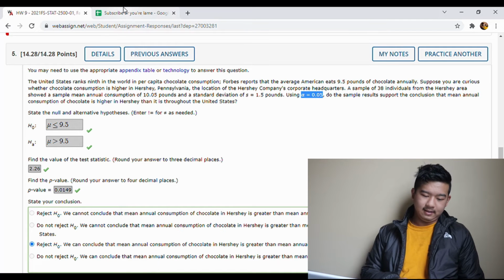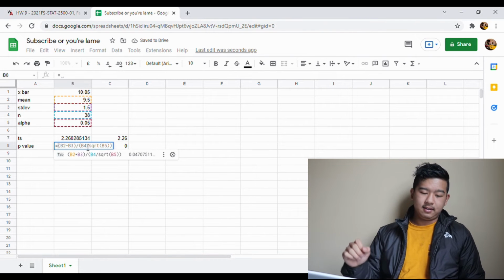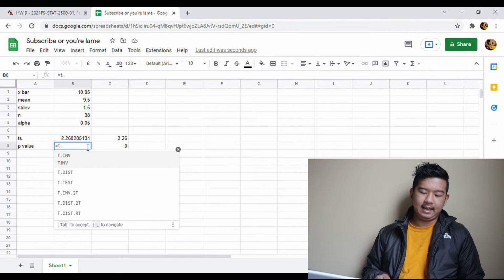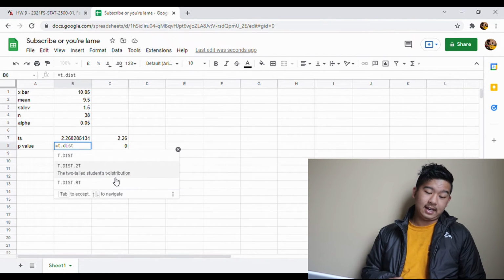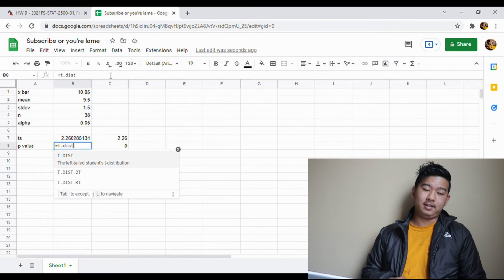It is. Now for our p-value, this is what's going to determine if we're going to reject or not reject our null hypothesis. I'm going to start this one from scratch. The mean falls into a t-distribution, so we're going to put equals t dot, and then we have 3 options to choose from. So I'm going to put t dot dist actually. We got t dot dist, which is our left tail. T dot dist dot 2t is our 2 tail. T dot dist dot rt is our right tail, our upper tail. And how do you know which one to use?